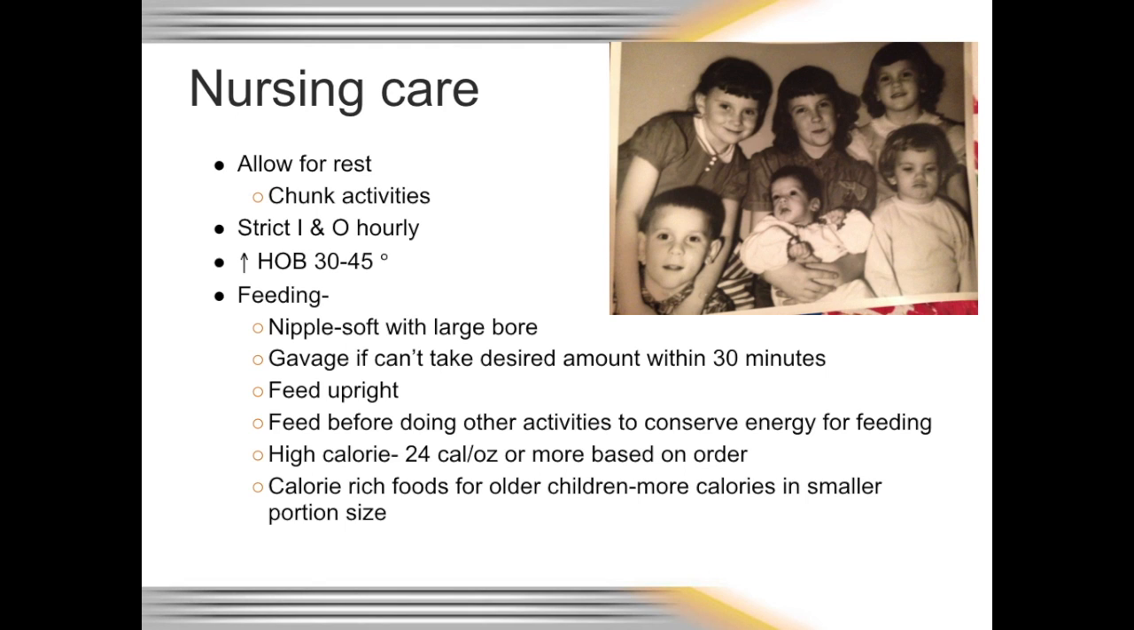We give them high-calorie formula. Typical formula is 19 to 20 calories per ounce. We can give them 24, 27, 30, whatever it is based on their failure to thrive status. We're going to give that. For the older kids, we're going to give them the calorie-rich foods. More calories in a smaller portion size, so we get more bang for the buck.